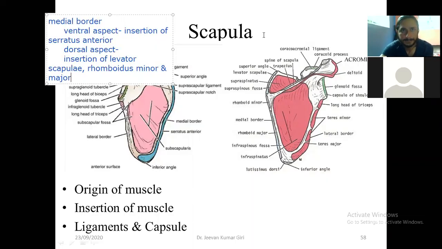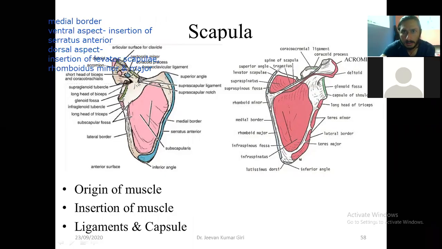So from here to here. There is the insertion of one muscle here. One muscle is inserting here. The next muscle is inserting in this part of the medial border, and the next muscle from here to here. So these are the three muscles.